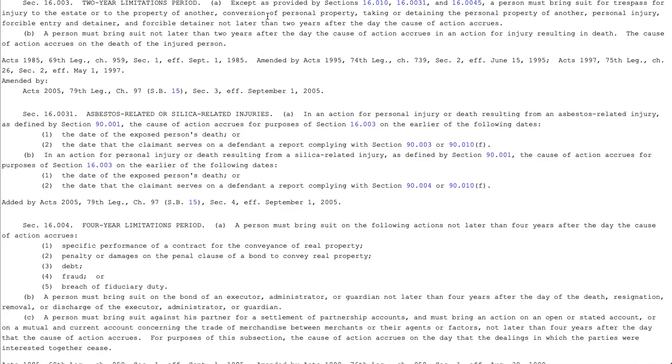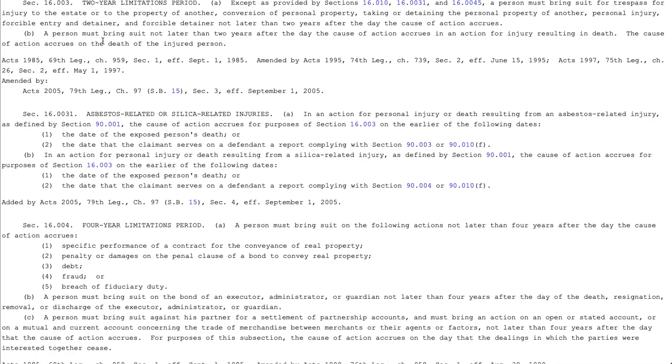That's kind of like theft. It's like a civil theft. Taking or detaining the personal property of another, personal injury. So all car accidents must be filed in 2 years. So it's not uncommon for a personal injury attorney to wait until like the last day to file that lawsuit related to a personal injury claim. And so that's 2 years.